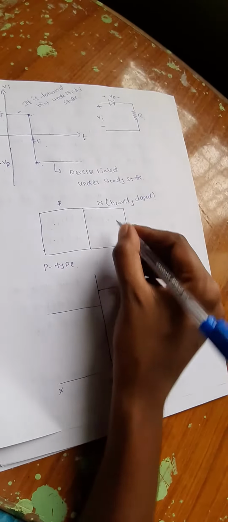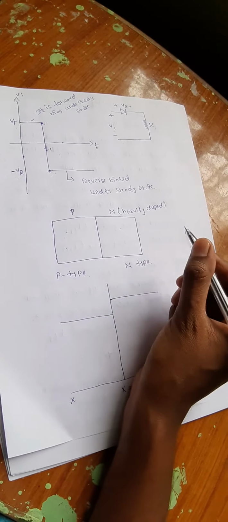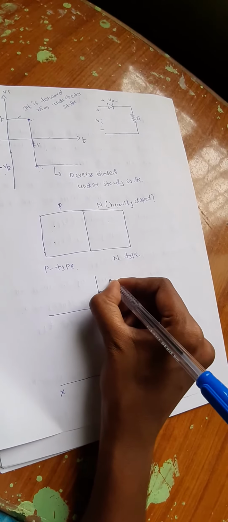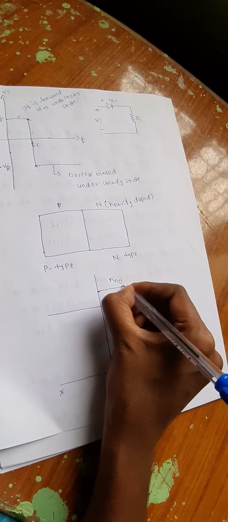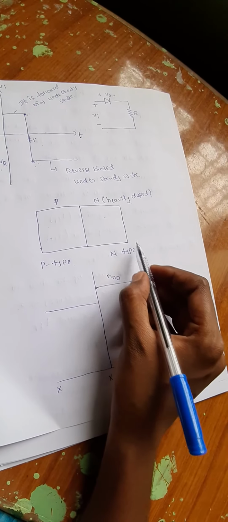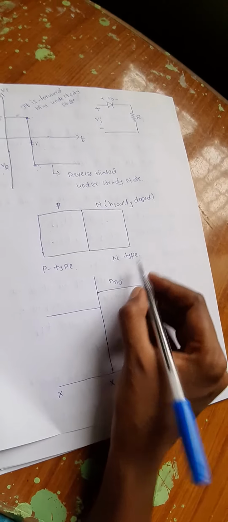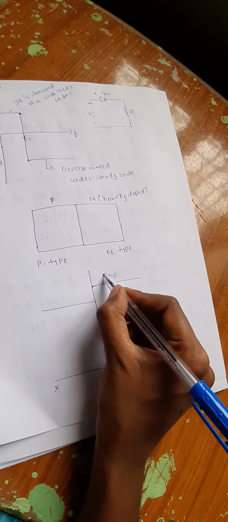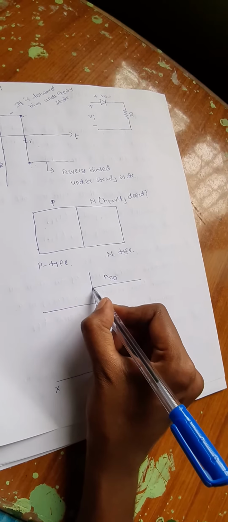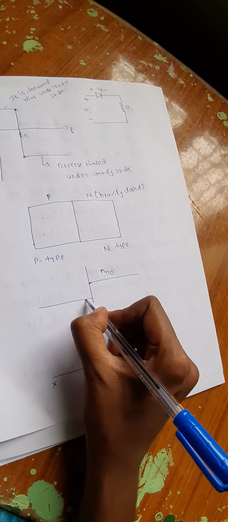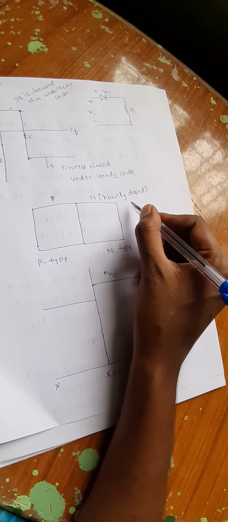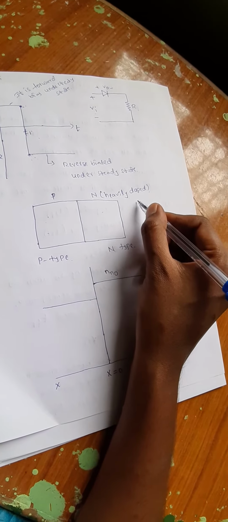Here the majority charge carriers are the electrons, so I am indicating this by n naught. This naught indicates the open circuit, nothing but the equilibrium condition. In n-type the electrons are the majority carriers. I am indicating it above the p-type because here we are considering a heavily doped n-type material.